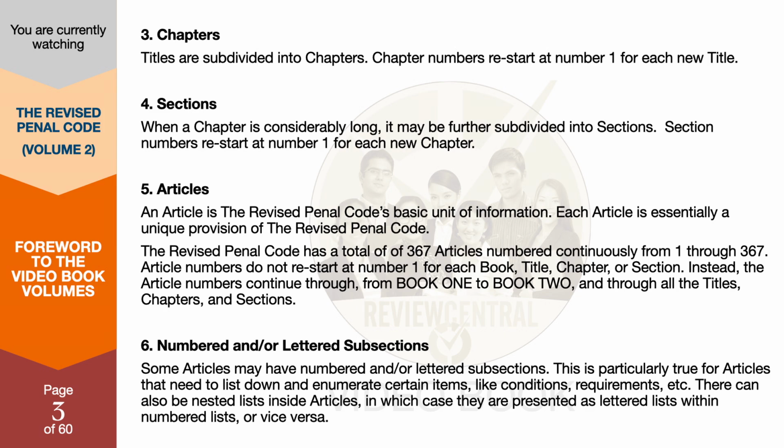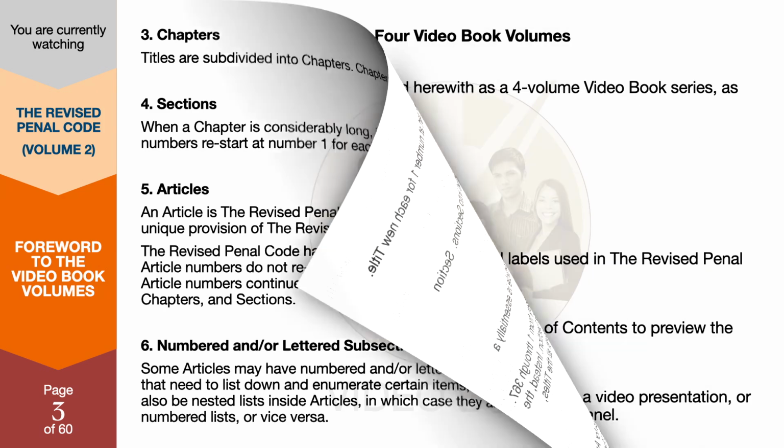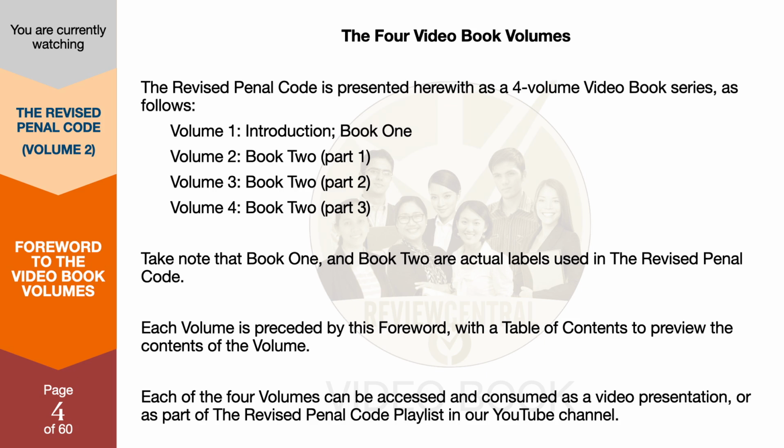Number 6. Numbered and/or lettered subsections. Some articles may have numbered and/or lettered subsections. This is particularly true for articles that need to list down and enumerate certain items, like conditions, requirements, etc. There can also be nested lists inside articles, in which case they are presented as lettered lists within numbered lists, or vice versa.